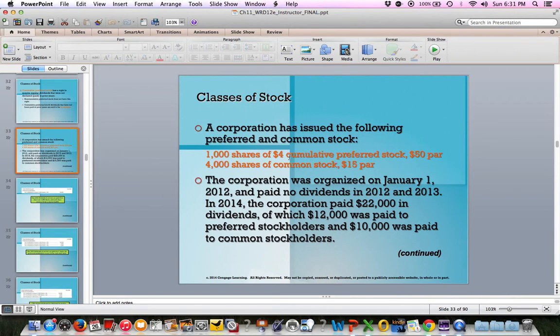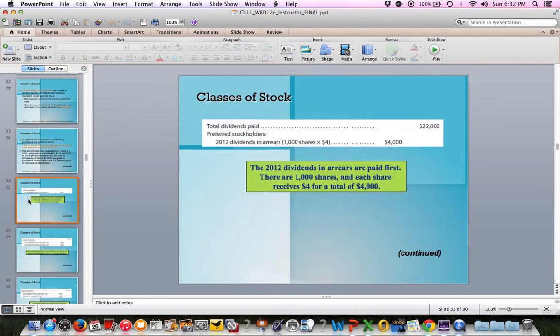And so because it was cumulative, when they declared that $22,000 amount in 2014, the preferred shareholders had earned 4,000 plus 4,000 plus 4,000 for the $12,000. And to pay a dividend then, it says total dividends paid $22,000. What was paid, I'm getting ahead of myself a little bit here, was $4,000 for 2012.